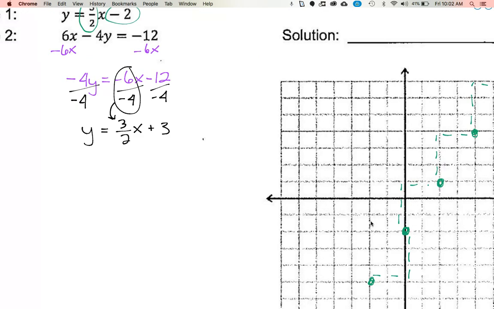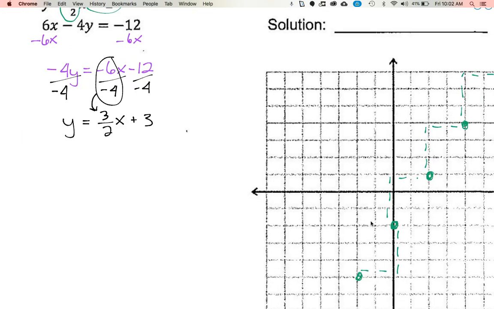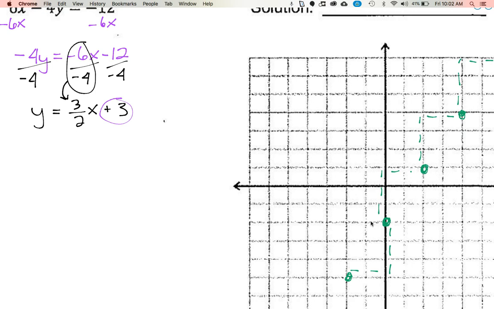Could we do 1.5 for 3/2? You can, but since we're graphing, 1.5 is going to tell you to move by 1.5 on the graph, and that might not be the best thing you want to do. 3/2 is a nice rise and run. But if you were working with it algebraically, let's say with the substitution or the elimination method, absolutely. Okay, thank you.